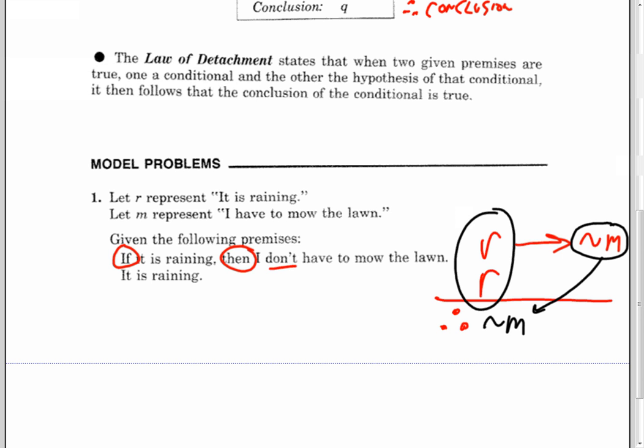What are those three dots? Means therefore.